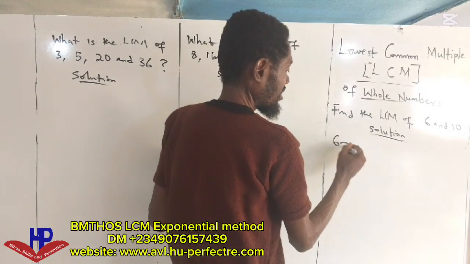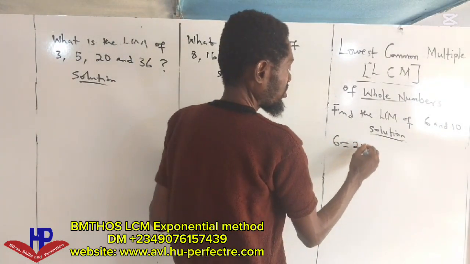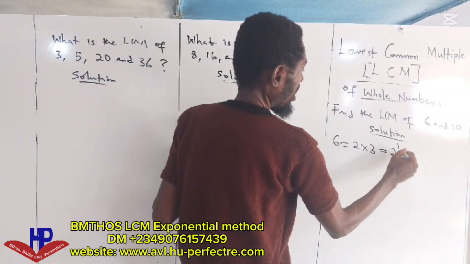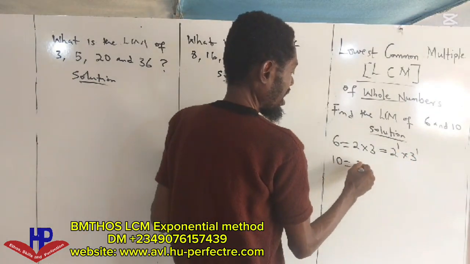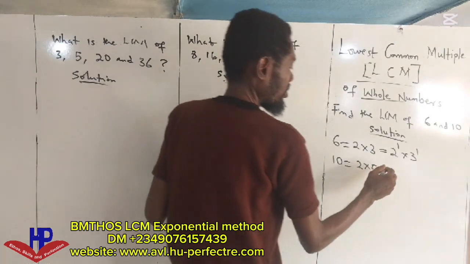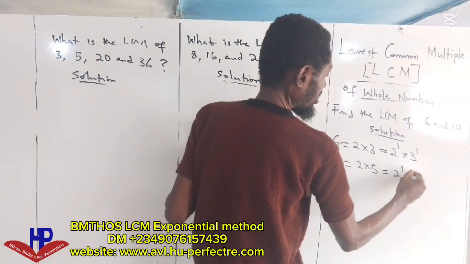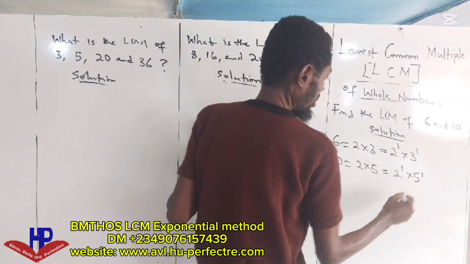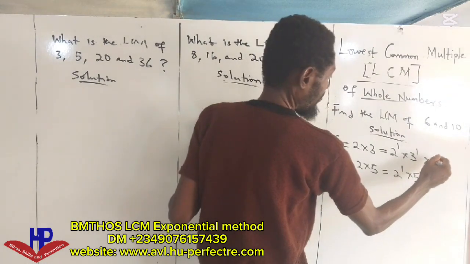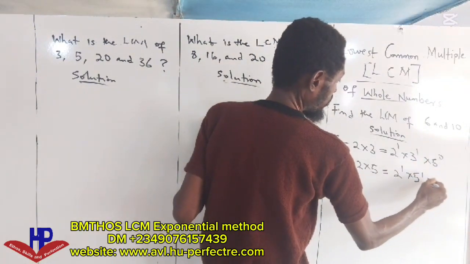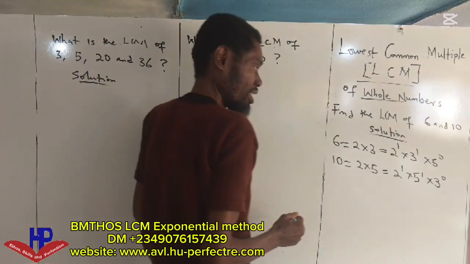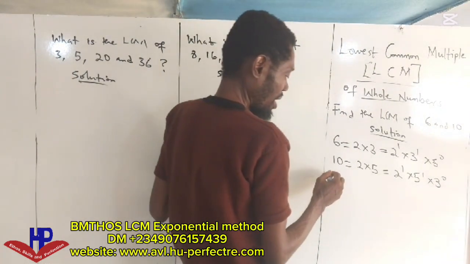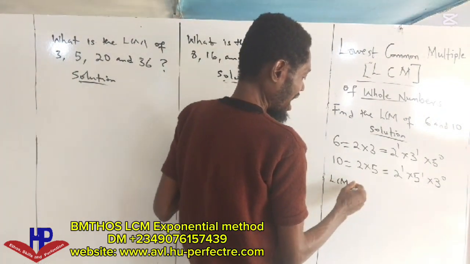Expressing 6 as 2 times 3, that will be 2 raised to the power 1 times 3 raised to the power 1. 10 as 2 times 5, that will be 2 raised to the power 1 times 5 raised to the power 1. There's no 5 here, I'll add 5 to the power 0. There's no 3 here, I'll add 3 to the power 0. Now they all have 2, they all have 3, they all have 5. But our LCM would be the ones with the highest power.